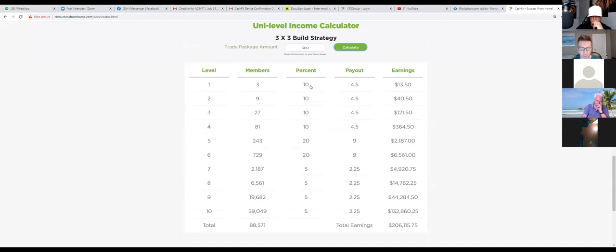Why $45? A $300 trade package, $90, 30% is Academy, remember? 30%. Now, of the 30%, that's split two ways, 50% fast start. So you're going to receive $45 right away, and $45 goes into the unilevel. What's 10% of $45? $4.50 times 3 people. There it is, all broken down for you.